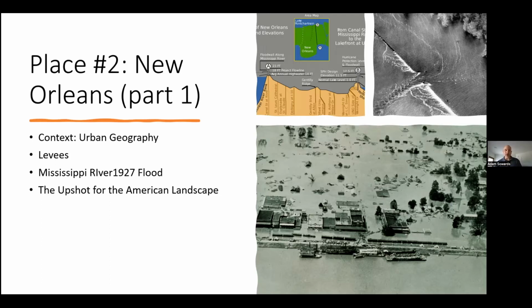The other, of course, huge component of the urban geography of New Orleans is it's below sea level, which is what that one chart is trying to show. And so one of the ways to protect this and other cities along the Mississippi is to build levees. Those would hold floodwaters at bay, except levees break, and that's what that top right picture is trying to demonstrate, is there's a breach in the levee and floodwaters pour through it there.